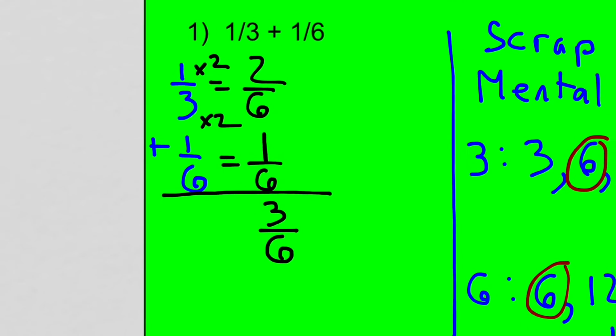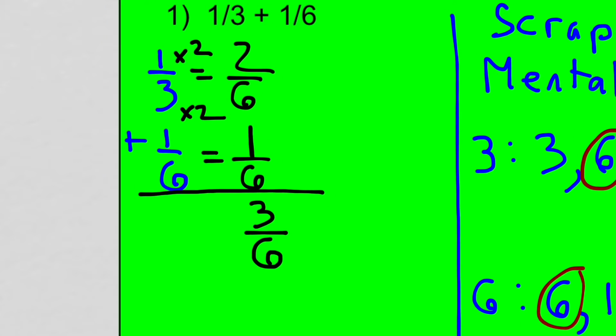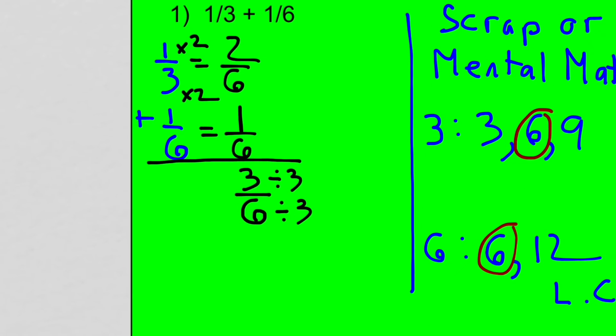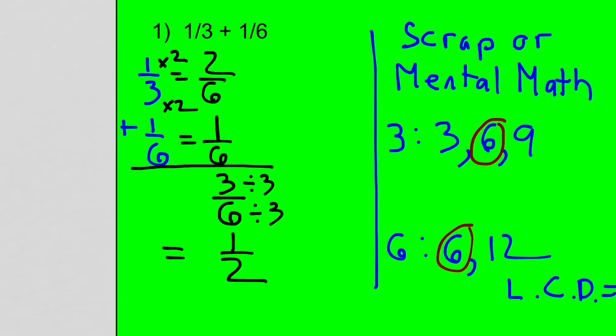This is how I want to see the kids do it. This is what I'll expect to see. Then we have to put the fraction in lowest terms by dividing the numerator and denominator by the same number, and you get that the fraction in lowest terms is 1/2. Okay, so that's how we add and subtract fractions with different denominators. I'm going to do another question.